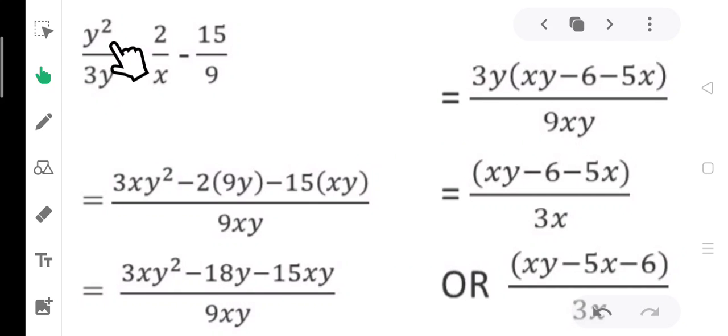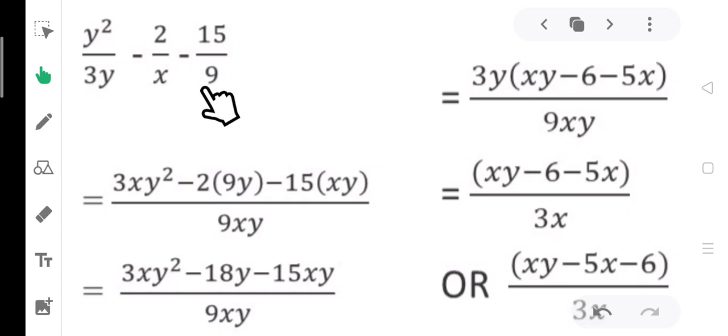Another one. We have y squared over 3y minus 2 over x minus 15 over 9. So for the LCD, we're going to factor the denominator. So for 3y, the factors are 3 and y. And then for x is x and 1. And for 9, we have 3 times 3.